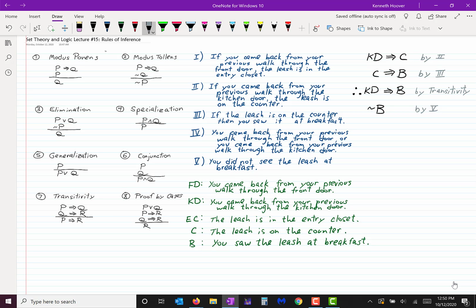Now, based upon those two previous lines, KD implies B, but also not B. What can I conclude from that? I can conclude, here we can say therefore, not KD. What rule am I using there? KD implies B and not B allow me to conclude not KD. That is exactly the rule modus tollens.